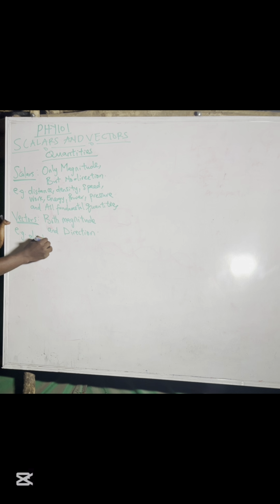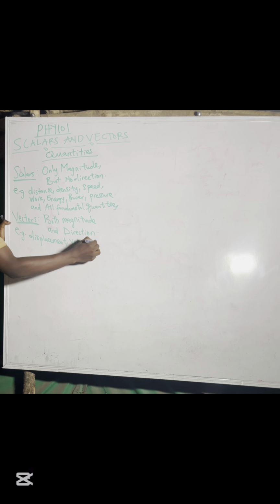For example, displacement, velocity, acceleration, force, etc. So these are the examples of what? Vector quantity. After we've talked about scalar and vector quantity, the next thing I'm going to be talking about now is the what?